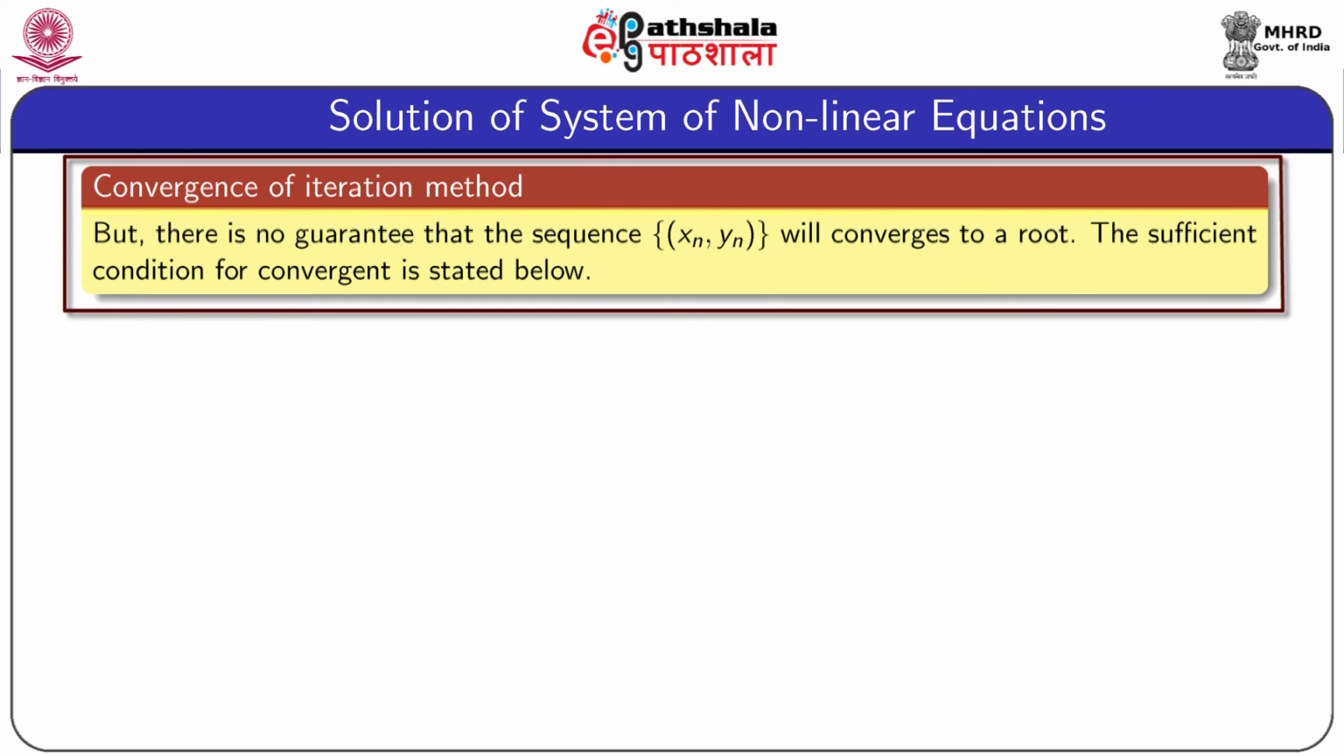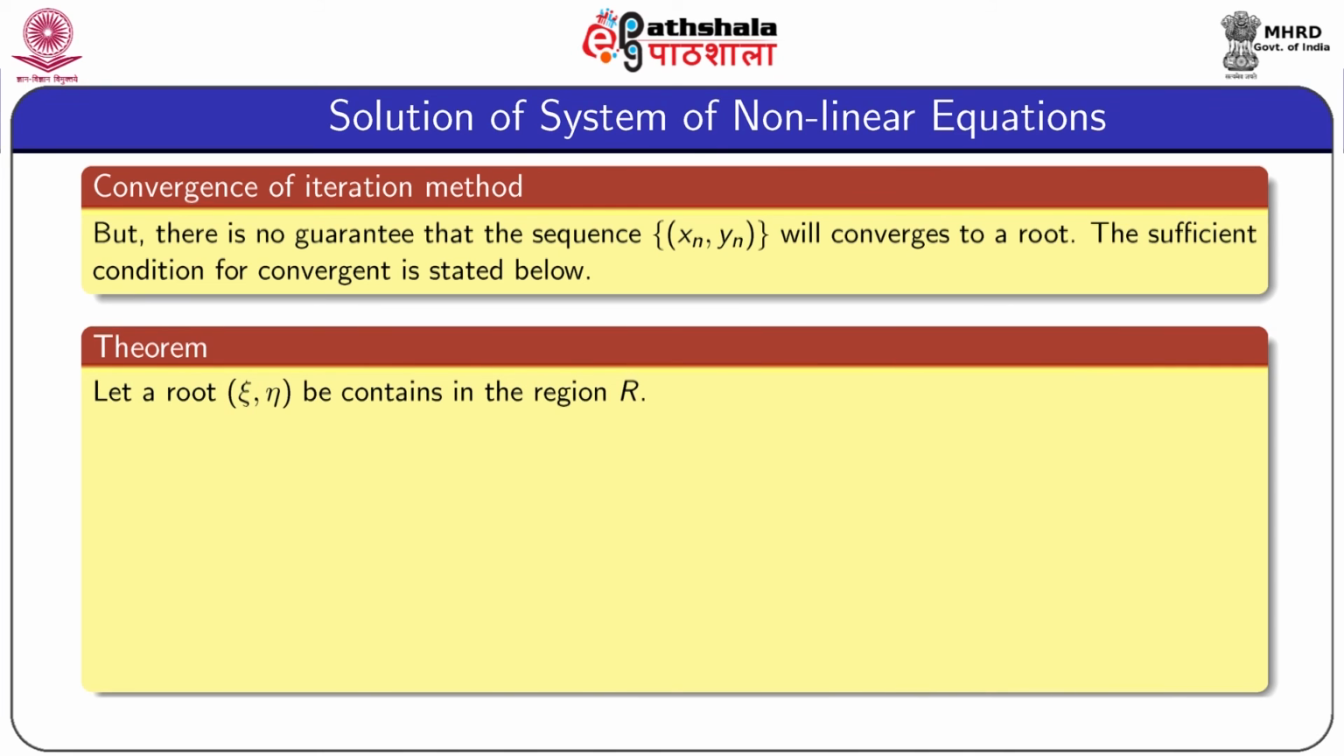The rate of convergence of this method can be determined, but one important issue of this method is that there is no guarantee that the sequence xn, yn will converge to a root. The sufficient condition for convergence is stated below. Let R be a region which contains the exact root xi, eta.